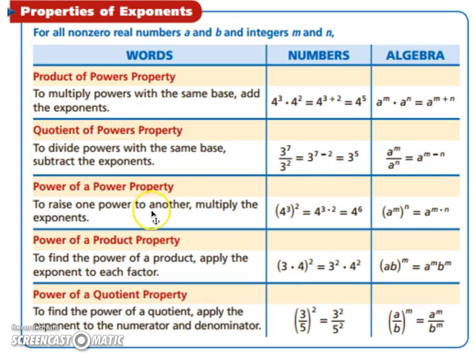Power of a power property. To raise one power to another, multiply the exponents. So 4 to the 3rd to the 2nd is the same as 4 to the 3rd times 2, or 4 to the 6th.